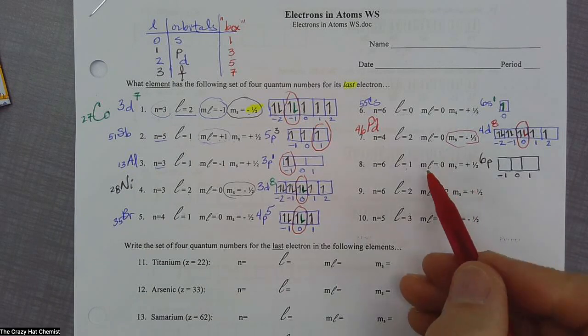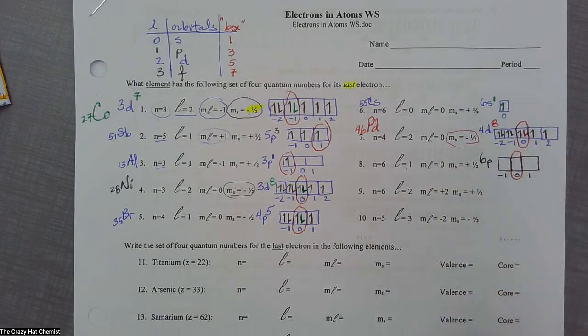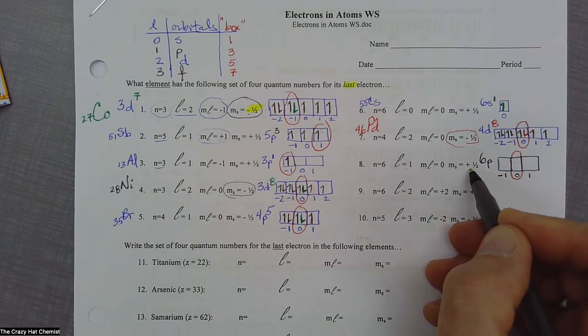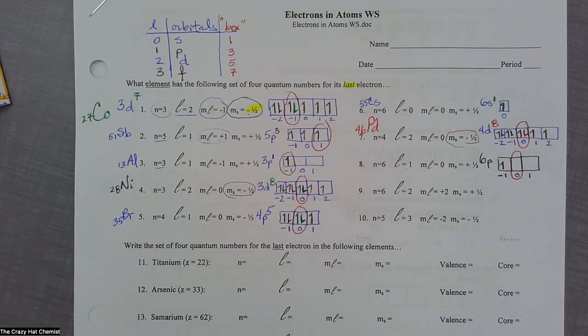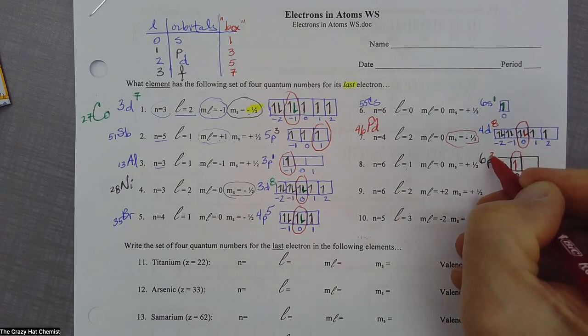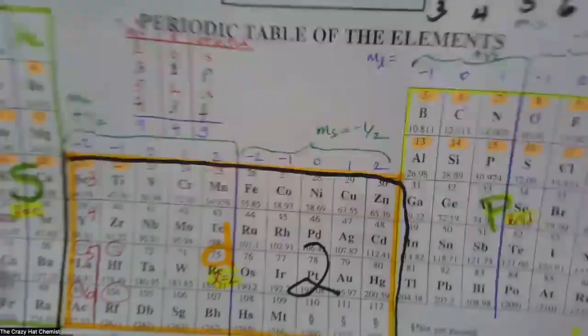Which box am I in? M sub l of 0. So I'm in this box right here yet again, and I'm going to draw arrows until I get a positive 1/2 in that box. So I'm going to have an up, and then, oh wait, an up. And that's 1, 2. So I'm going to be ending with a 6p2, just like that.